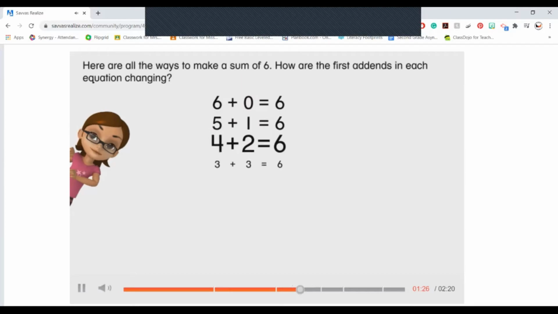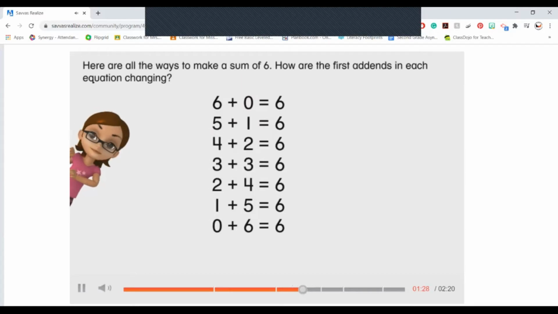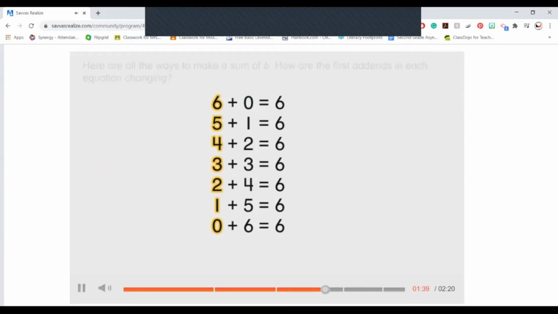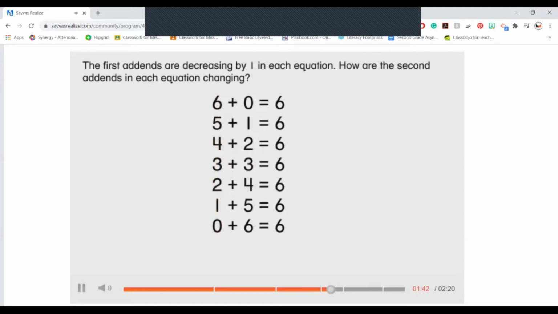Here are all the ways to make a sum of 6. What pattern do you see? How are the first addends in each equation changing? Select your answer. I see that the first addends in each equation are going down by 1, so they are decreasing by 1. The first addends are decreasing by 1 in each equation.